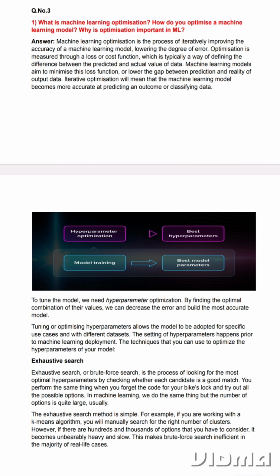The exhaustive search method is simple. For example, if you are working with a k-means algorithm, you will manually search for the right number of clusters. However, if there are hundreds and thousands of options that you have to consider, it becomes unbearably heavy and slow. This makes brute force search inefficient in the majority of real-life cases.